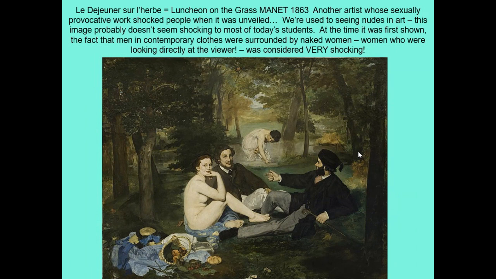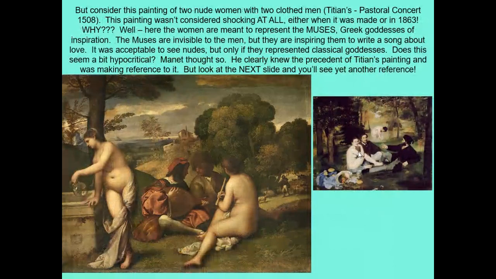But the artist who made this knew exactly what he was doing. He based his painting on some earlier examples. Here's a painting from the Renaissance that was considered perfectly acceptable because the women in it, although they're nude with two men in an outdoor setting, what they represent are the muses. They're inspiring these two guys to write a love song. They're a poet and a troubadour, a singer.